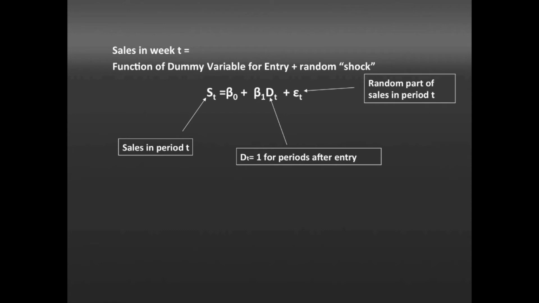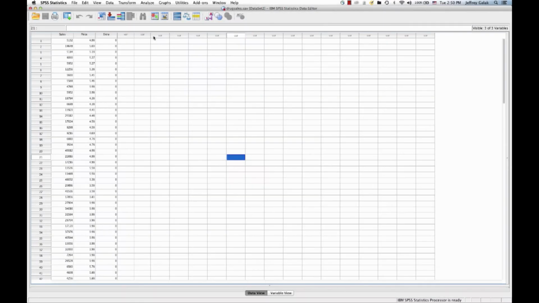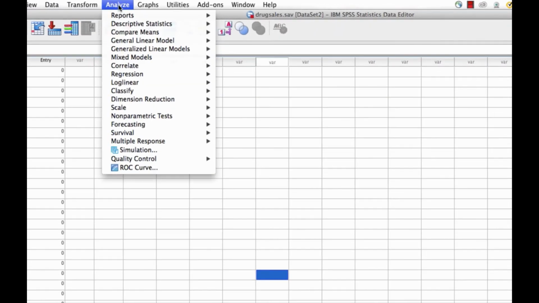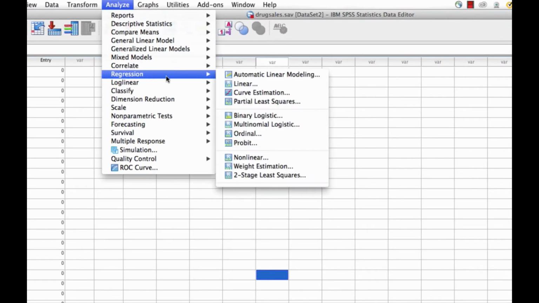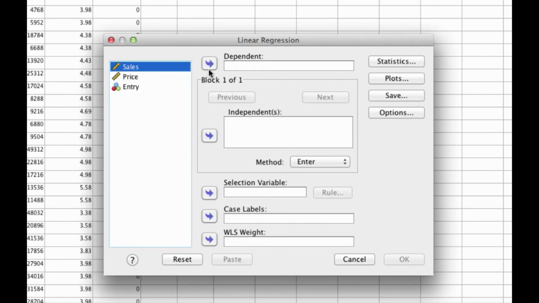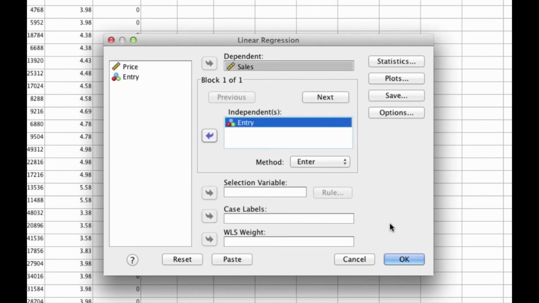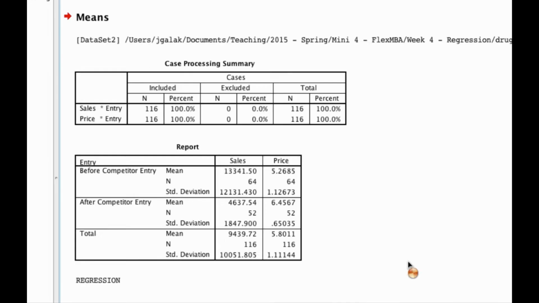That's just going to be the error. And so testing whether the sales drop is significant is simply a test of whether the coefficient for the dummy, beta 1, is statistically significant. And so we can do this in SPSS. We simply go to Analyze, Regression, Linear. We want to predict the influence on sales as a function of entry, and we hit OK.